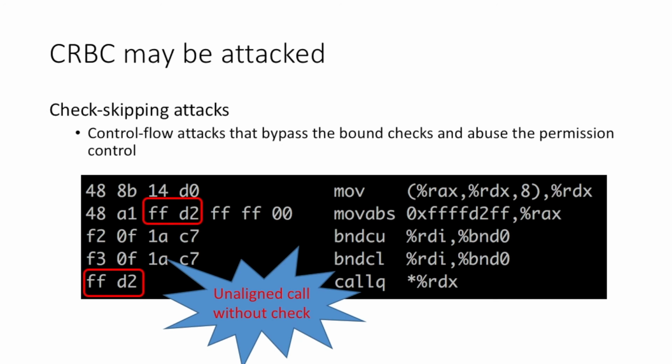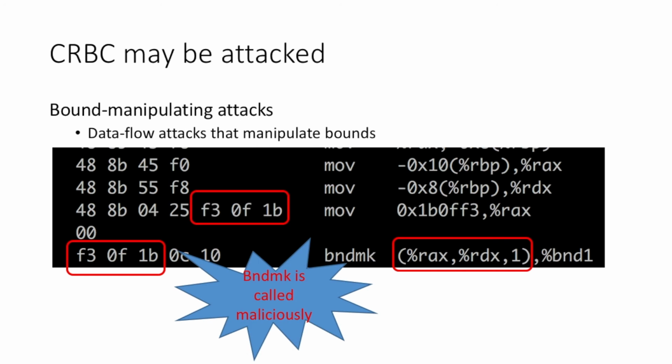Although the permission enforcement has realized the memory permission change at runtime, the mechanism itself can be attacked. The first is the check skipping attack, which means the control flow attacks can bypass the bound check and abuse the permission control. For example, the unaligned call instruction can be called to bypass the bound check. Second is the bound manipulating attack, which means the data flow attacks can manipulate bounds. The BNDMK instruction is called maliciously to modify the bound registers, which causes the memory protection to fail.